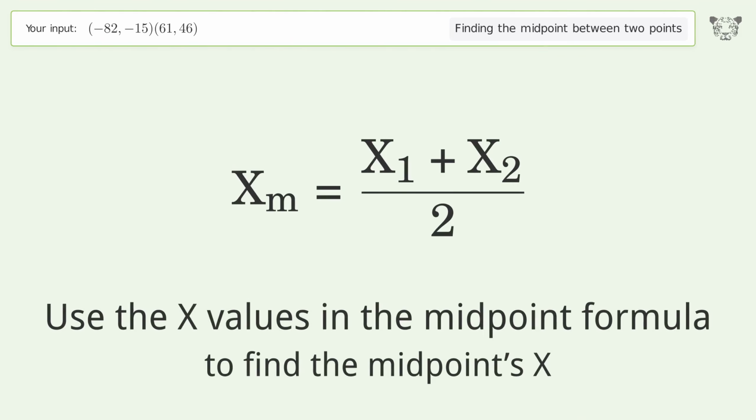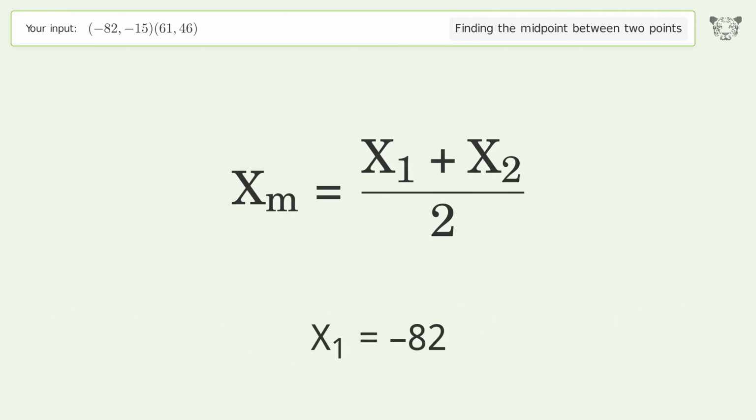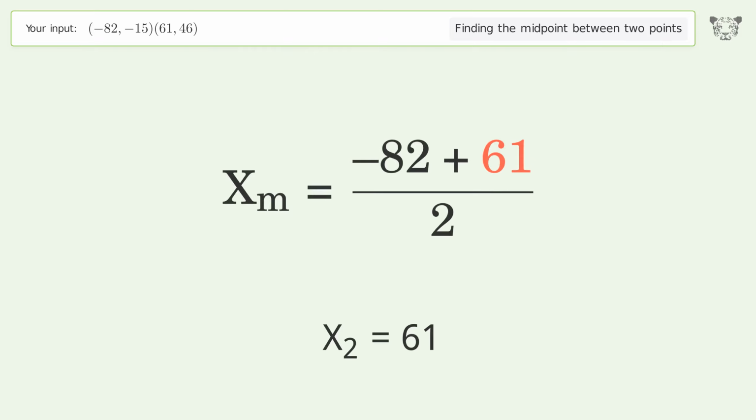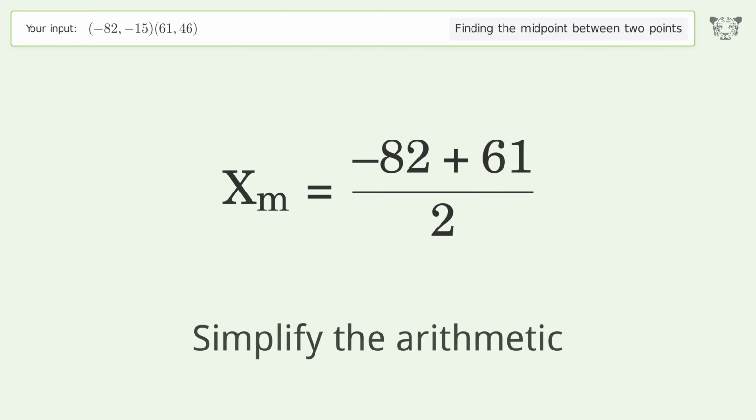Use the x values in the midpoint formula to find the midpoints x. x1 equals negative 82. x2 equals 61. Simplify the arithmetic.